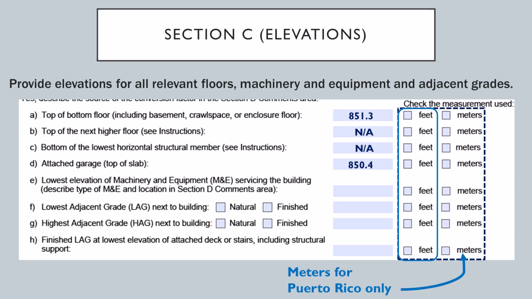And the last thing to note for the elevations is that feet or meters should always be marked. As of now, meters is only used for Puerto Rico since their FIRMs show elevations in meters. Everyone else should have feet marked. Like the BFEs in Section B, elevations in Section C should be to the nearest tenth of a foot or nearest tenth of a meter in Puerto Rico. It will not be counted as an error if they are to the nearest hundredth or thousandth, but that level of accuracy is not necessary.